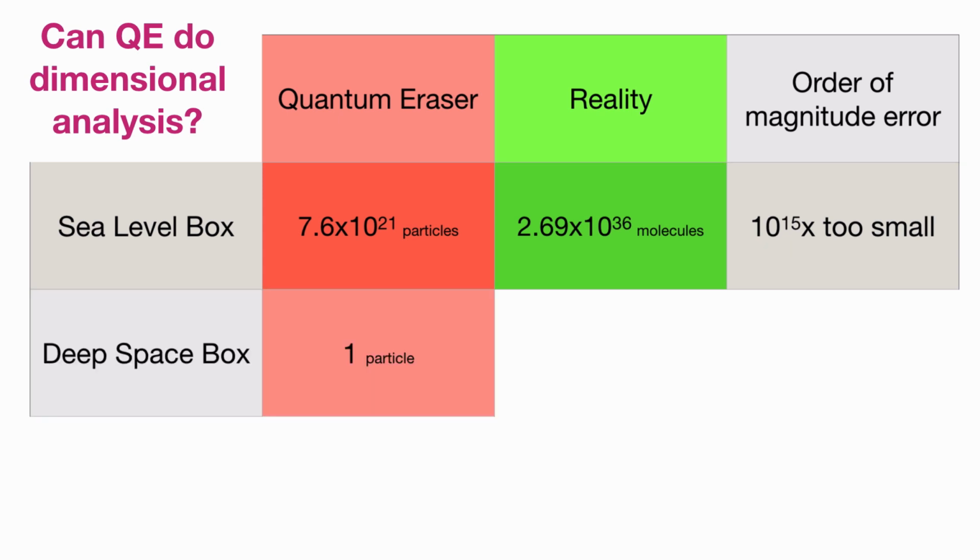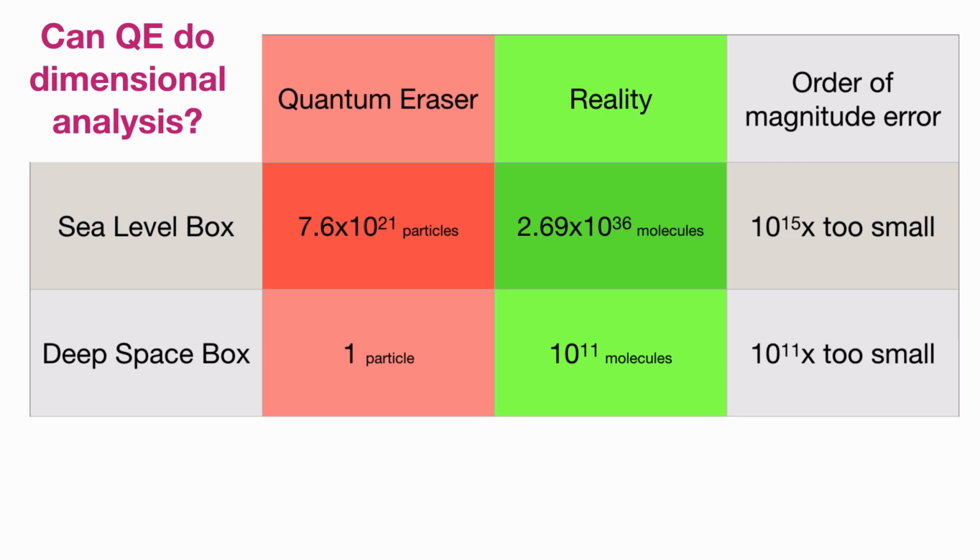The deep space box, he said it would have one particle. Now again, this box is supposed to be 100 cubic kilometers. And so that's 10 to the 11. So he's 11 orders of magnitude off. Now, what if he didn't really mean molecules? So notice on the red column, the Quantum Eraser, he talked about particles, whereas I was doing chemistry with molecules.